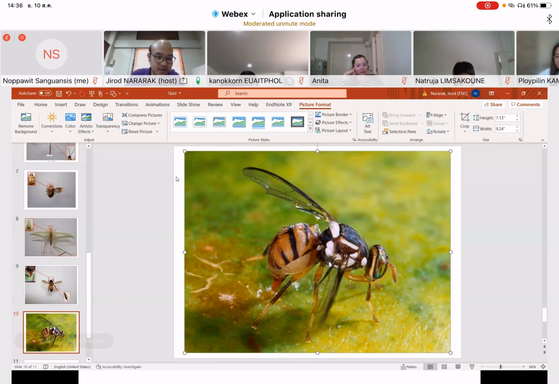Ploypailin, right? Diptera. Very good. Okay. Why do you know this is Diptera? How? It has one pair of wings. Okay, cool.